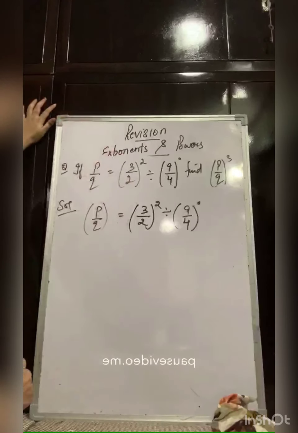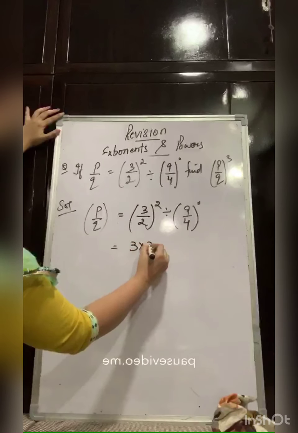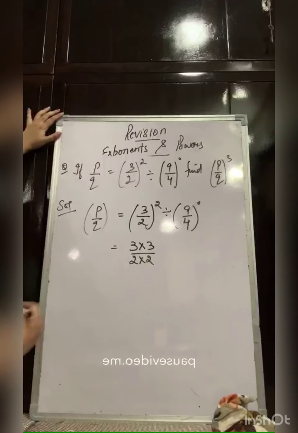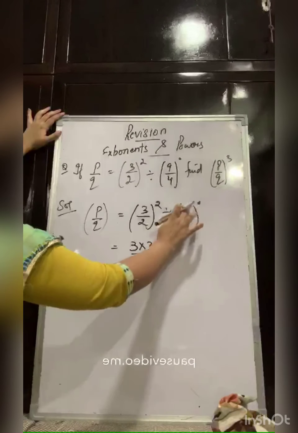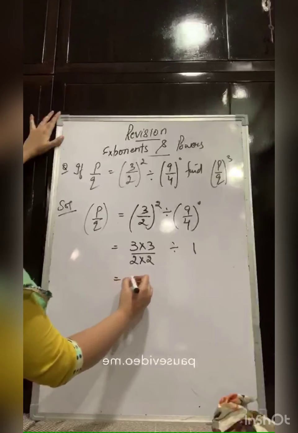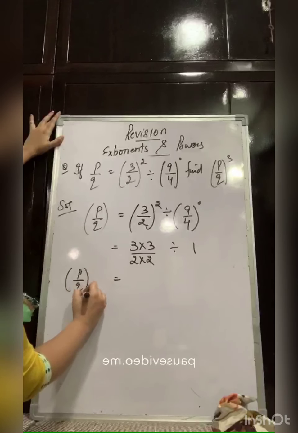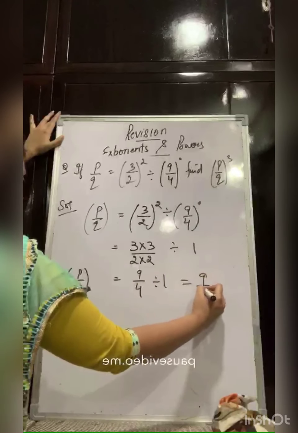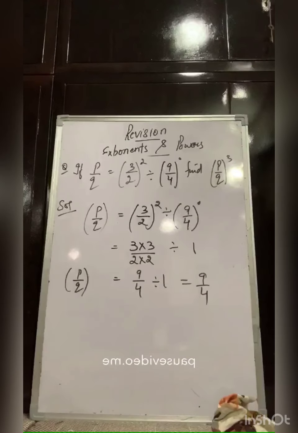(3 by 2) square means 3 is getting multiplied 2 times, 2 is also getting multiplied in the denominator 2 times, divided by, we have done in our last question, anything raised to power 0 is always, yes, it is always 1. So it is 9 by 4 divided by 1, which is 9 by 4 only. So what is the value of p over q? It is 9 by 4.